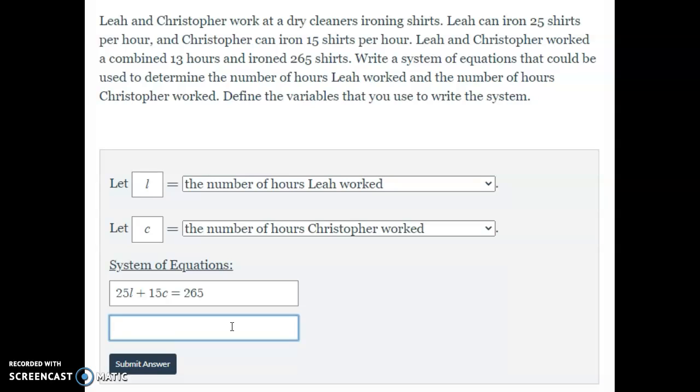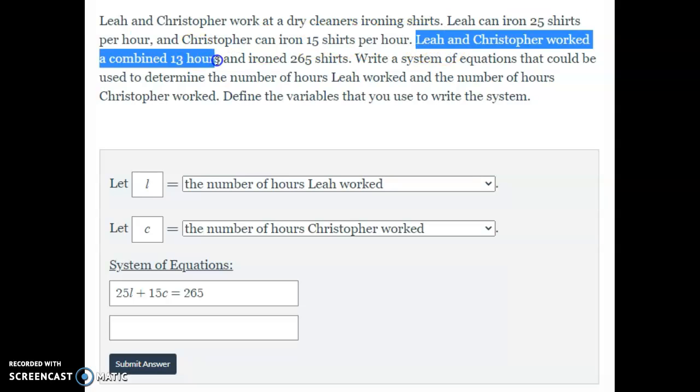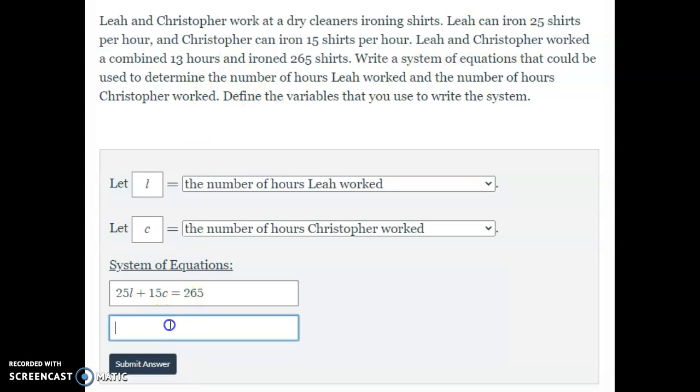The harder equation, I think, comes when I have to look for the second one. Basically, there's no other math, so I look for the math. That was the math. Here is the other math. It just doesn't necessarily look like the typical math. It says Leah and Christopher worked a combined 13 hours. So that means if we added up Leah's hours and Christopher's hours, it would equal 13 hours. You might not see math in that, but Leah's hours worked is L, plus Christopher's hours worked is C, and that's going to combine to give me 13. So L plus C is going to equal those 13 hours total.